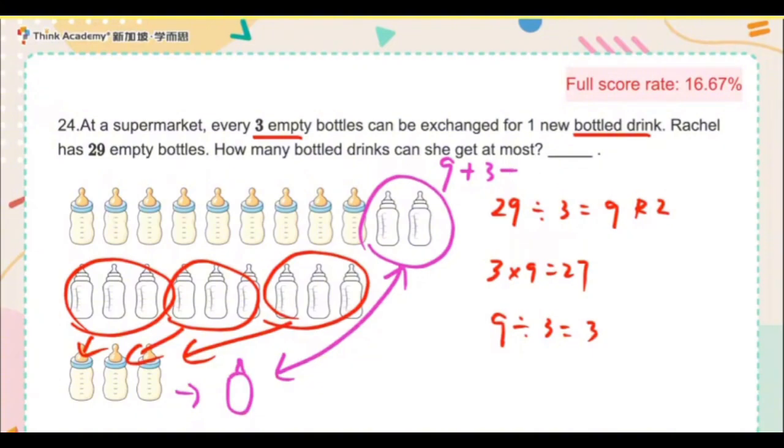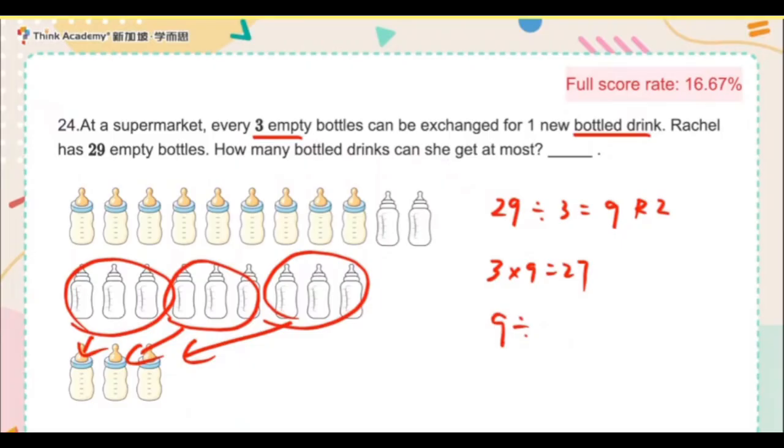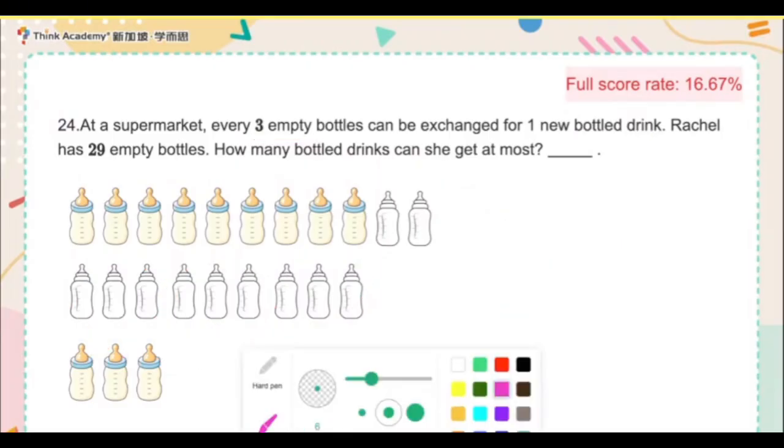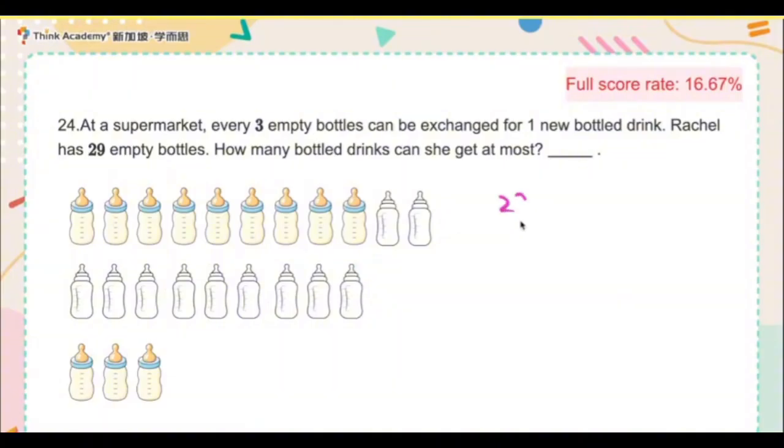So in total, there will be a lot of bottles. Okay, so this time let's come back and see how many we can get in total. Let me clear all of them. Firstly, just now we said 29 water bottles. We can divide it by 3. That gives us 9 complete bottles with a remainder of 2. And after we drink the 9 bottles, we can exchange and get 3 more.